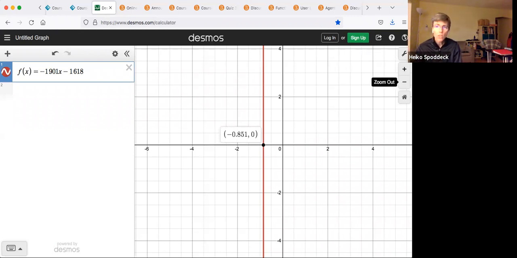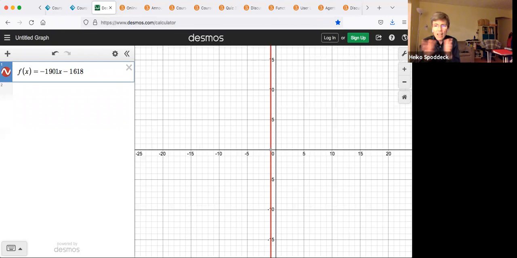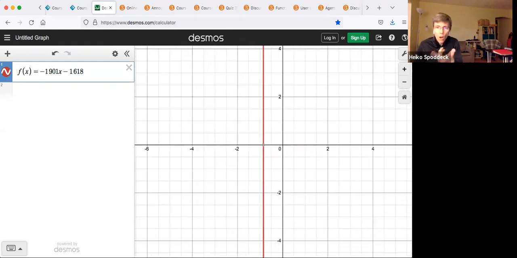If I just use these buttons, what will happen if I zoom out? It makes the x-axis even wider, and that's not what we want, right? We want to zoom in on the x-axis, but zoom out on the y-axis. And so these buttons will not do that.